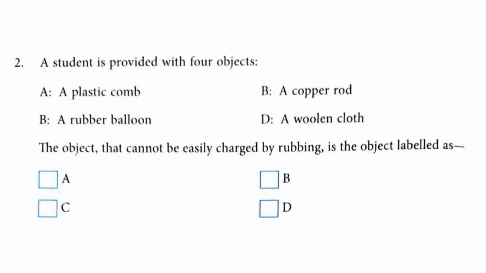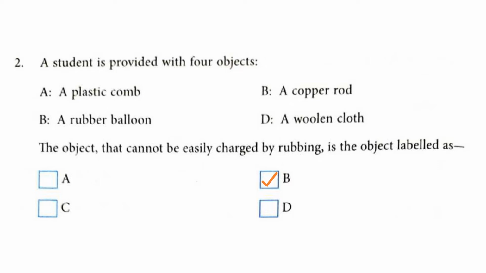Okay, then second question. A student is provided with four objects: a plastic comb, a copper rod, a rubber balloon, a woolen cloth. The object that cannot be easily charged by rubbing is the object labeled as. If you observe children, in these four objects, we have a metallic object and the remaining are non-metallic. We know already that metallic objects will allow the electricity to pass through them with ease. In the previous questions we have seen in fill in the blanks. So we are going to select the metallic object which cannot be charged by rubbing. So we can select this option B.